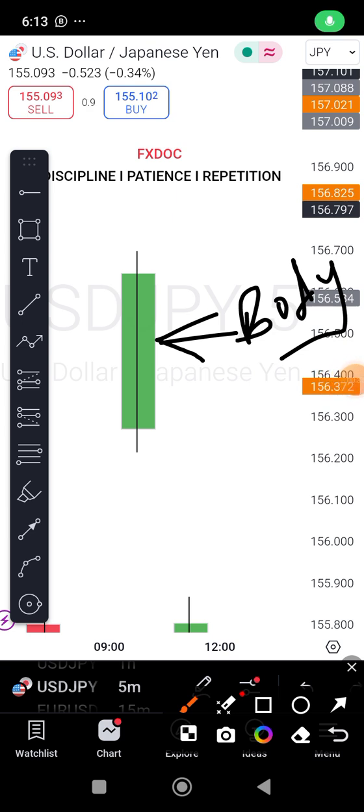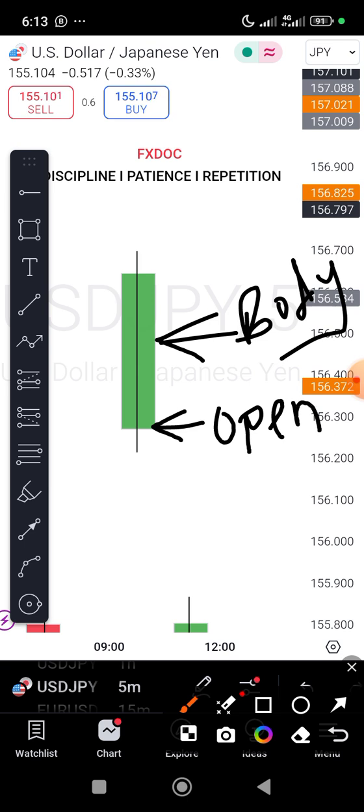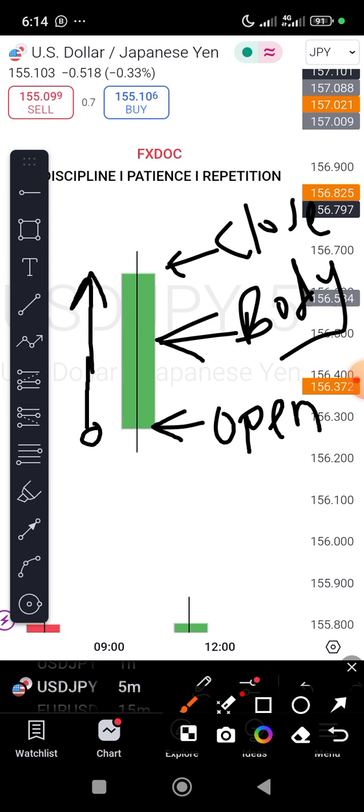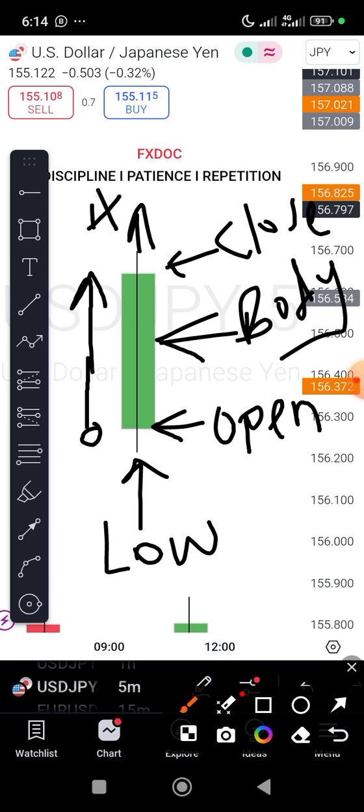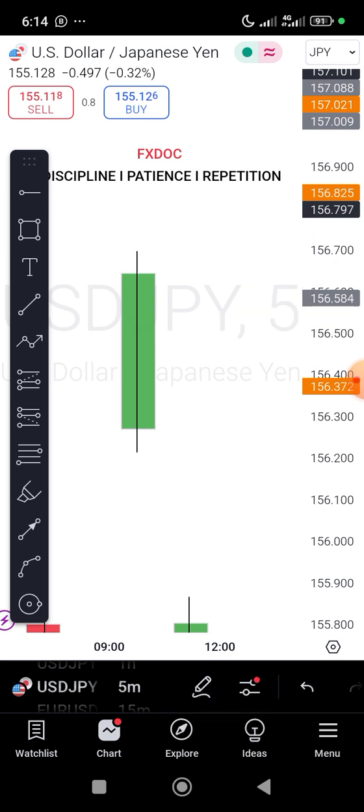So after the body, the next thing is we have what we call the open of the candle. And then we have what we call the close of the candle. So this simply means that price opened from here, down here, and it closed here, right here. Now we have this as the low of the candle, and then we have this as the high of the candle. Now these are 5 things you need to understand about the forex market.